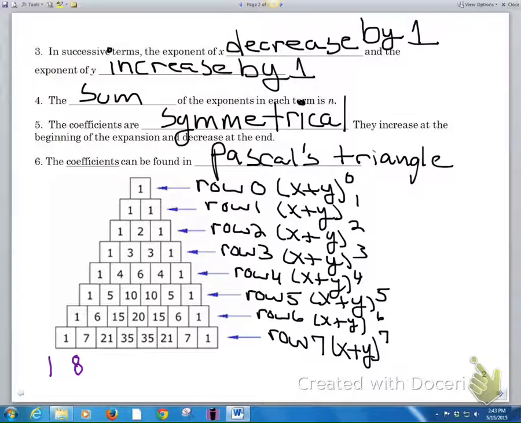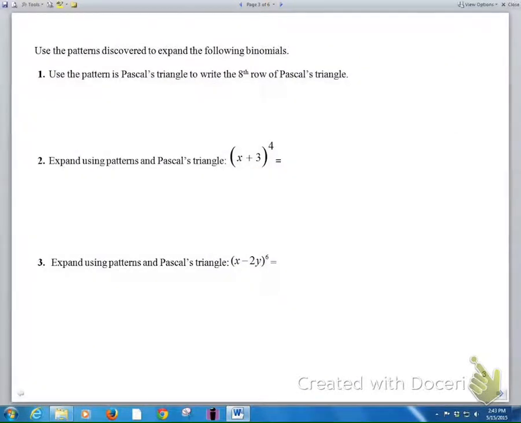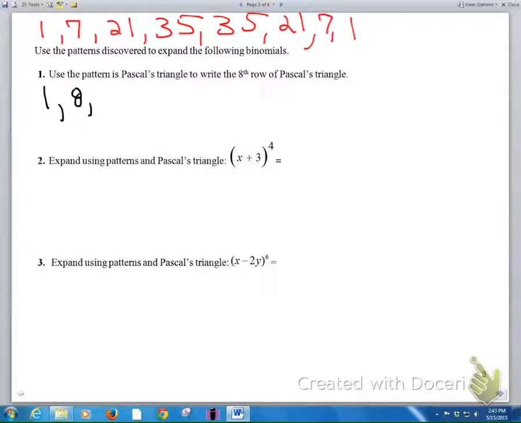And then 7 plus 21 is 28. And then 21 plus 35 is 56. 35 plus 35 is 70. And then it goes back down to 56, 28, 8, and 1. So once you get to the middle, you can just go backwards. So as we go over here and answer this question, that's the same thing there. I just wanted to do it on the slide where it had the numbers. So there you go here.